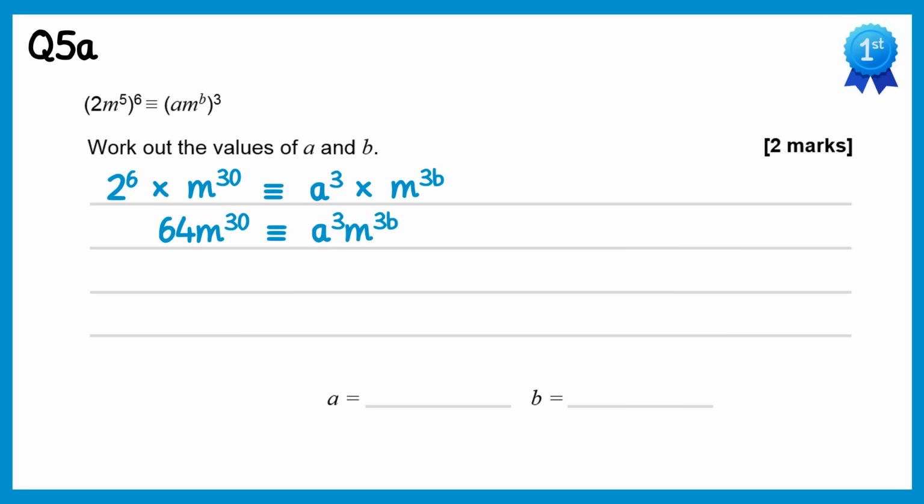If we now compare both sides of this identity, you can see that 64 must be equal to a cubed. So 64 equals a cubed, then cube root both sides and you'll get a equals the cube root of 64, which is 4. If we also compare the m's, we have m to the power 30 and m to the power 3b. So 30 must be equal to 3b. If we divide both sides of this by 3, you just get b equals 10.